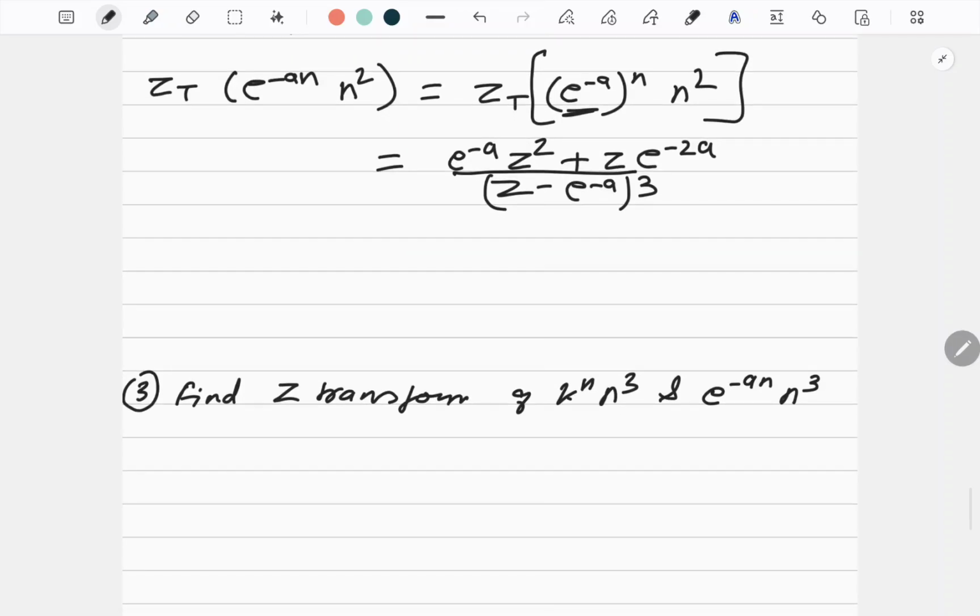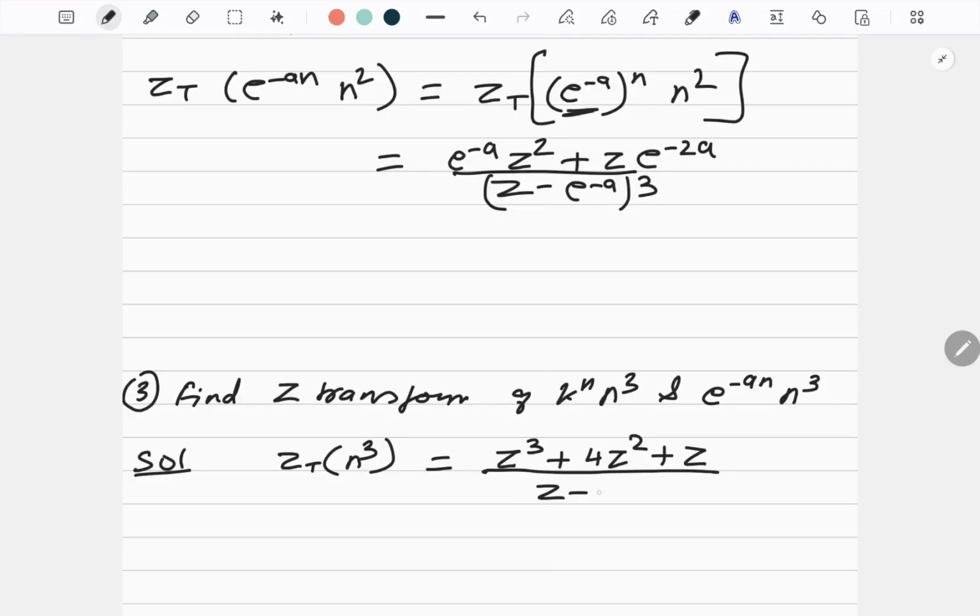is z transform of k to the power n cube. So again, as I said, if you want to find this, first you should know z transform of n cube. We know that z transform of n cube is z cube plus 4z square plus z, upon z minus 1 to the power 4. These all formulas will be used. In fact, when you multiply it by k to the power n also, when you do the inverse and all, you should remember all the formulas. Right. So this is the formula of z transform of n cube.